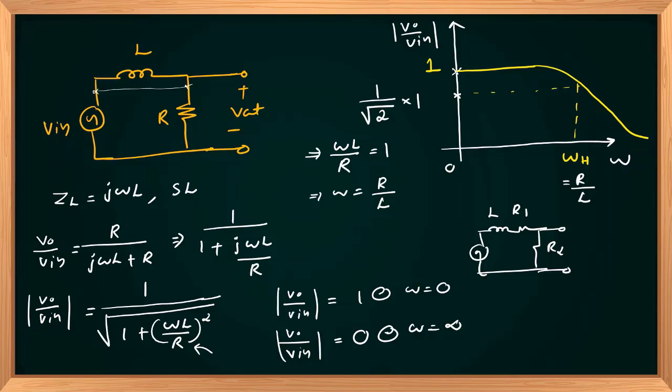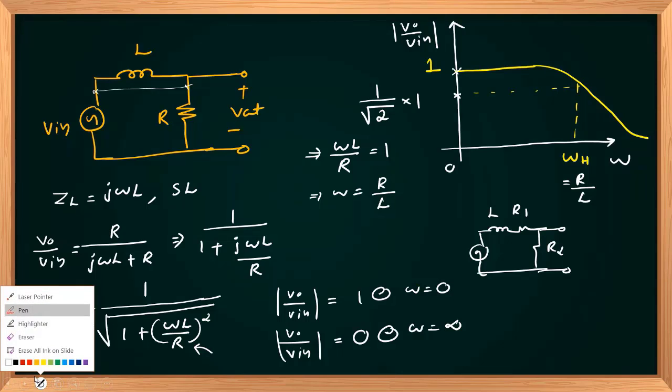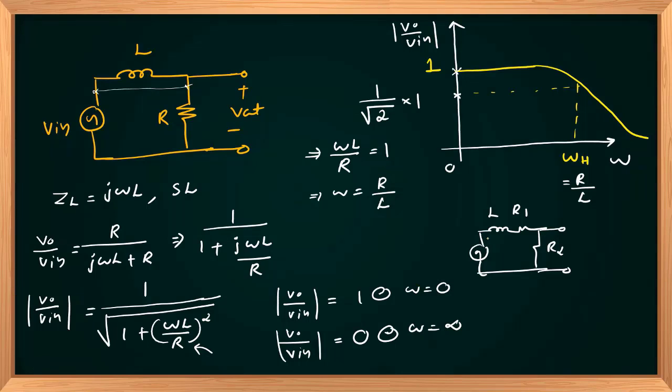Similarly, if the circuit is like this, at omega equal to 0, the inductor acts as a short circuit. So the circuit has only two resistors. So V out by V in is given by the simple voltage division rule, R2 upon R1 plus R2. So in the second circuit, the maximum voltage gain is R2 upon R1 plus R2.